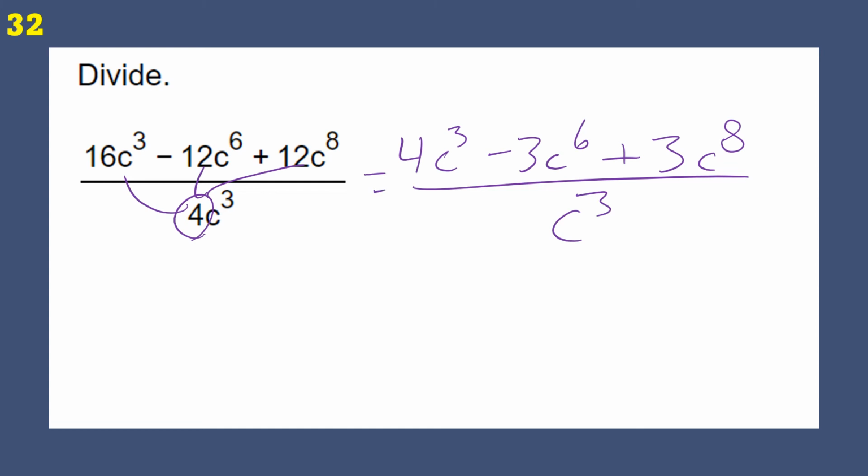Now, the other thing I'll try to do is try to take out the c's. Can I take 3 c's out of each of them? A c to the 3rd? Yeah, I can. In fact, this one's going to work out pretty nice because I end up with 4 minus 3c to the 3rd plus 3c to the 5th.